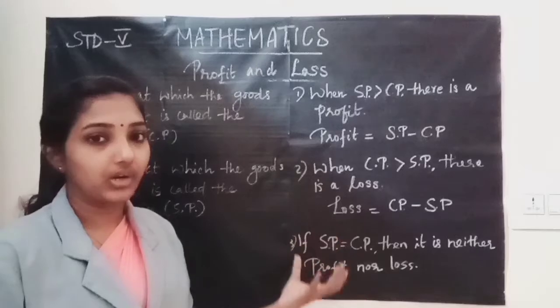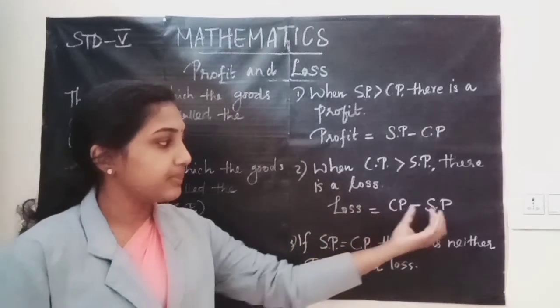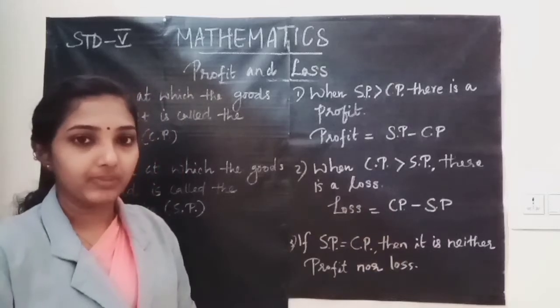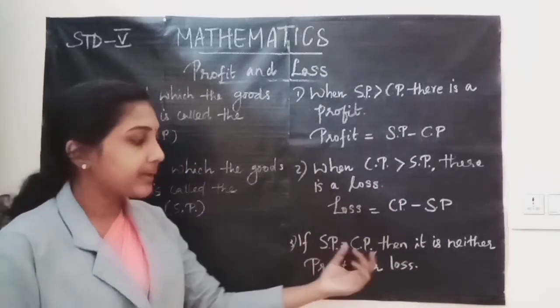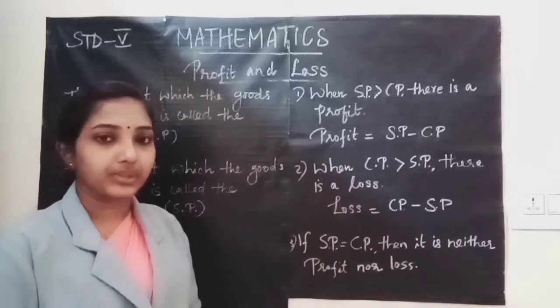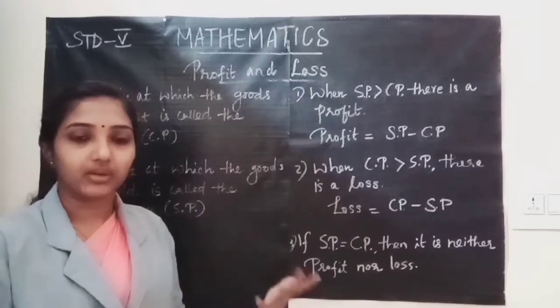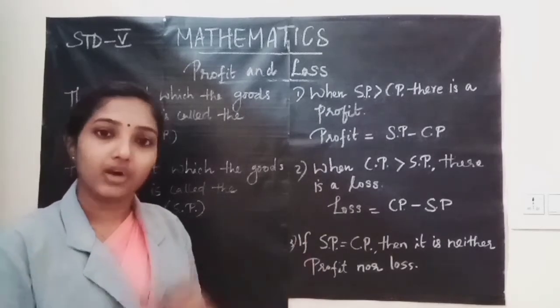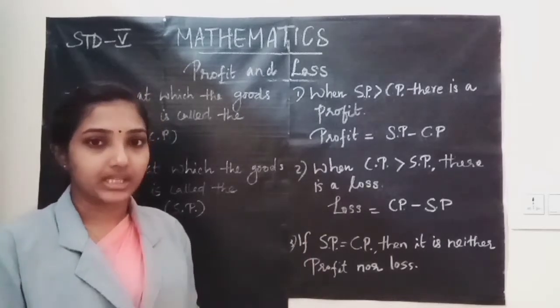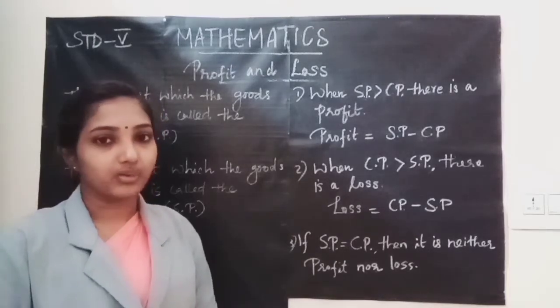We will lose our money. That is called loss, and loss is equal to CP minus SP. If selling price is equal to CP, when selling price is equal to cost price, then there is no profit nor loss. We cannot say it is profit or loss. We will not gain anything and we will not lose anything. So we can say there is neither profit nor loss.